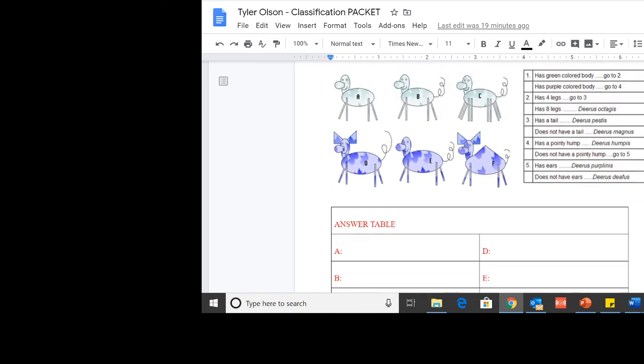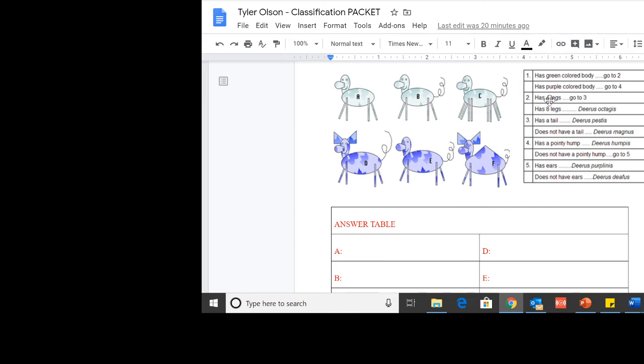All right, so the first one, let's look at A. Has a green colored body. If it does, go to number 2. If it has a purple colored body, you go to number 4. If you keep answering these either-or questions, you'll eventually get to a dead end where it actually tells you what it is. In this case, has a green colored body. I know it looks kind of like a light blue, but that is green. So I would say yes. So it says go to 2.